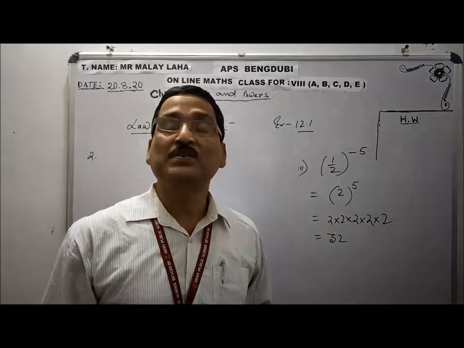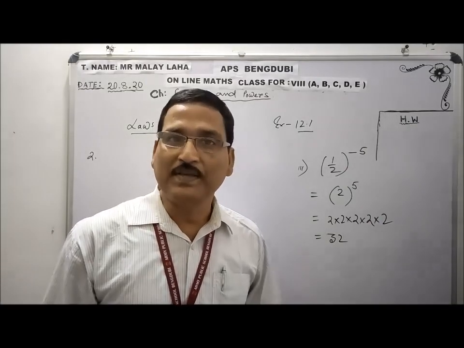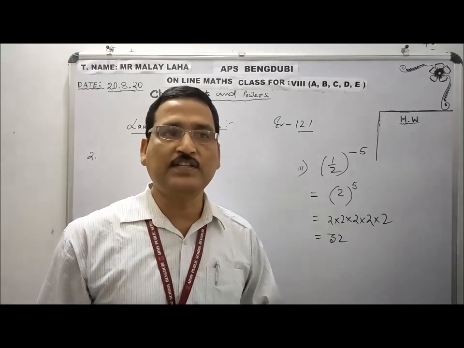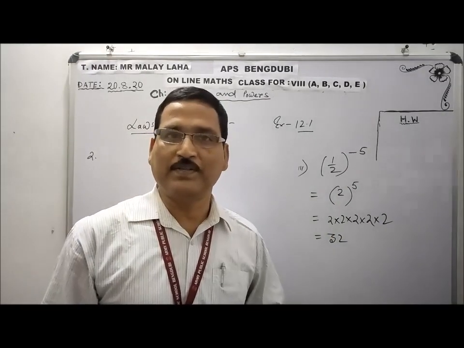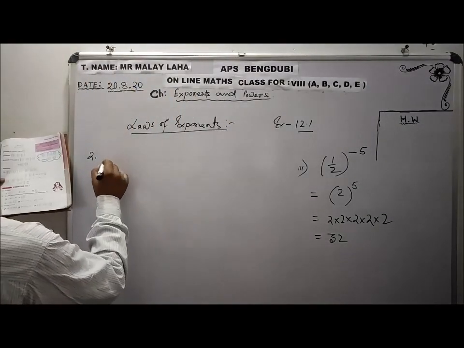Okay. And what is the rule? When negative, we have to convert into positive form, reciprocate the base. We have to calculate each and every part, and at the final stage, we have to just reciprocate the base. Understood? Okay.